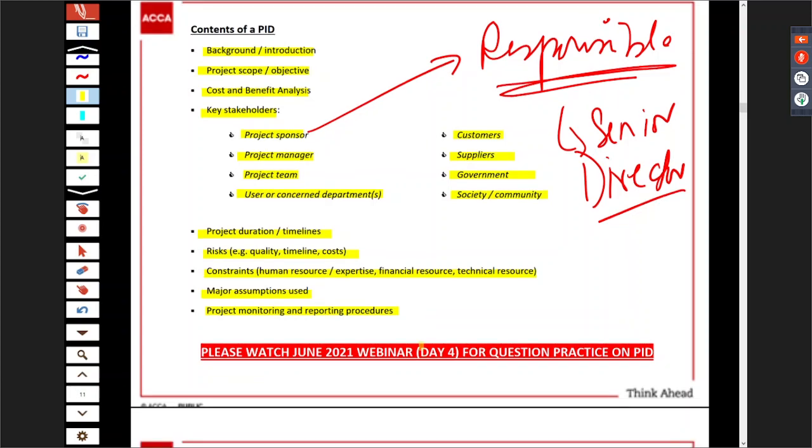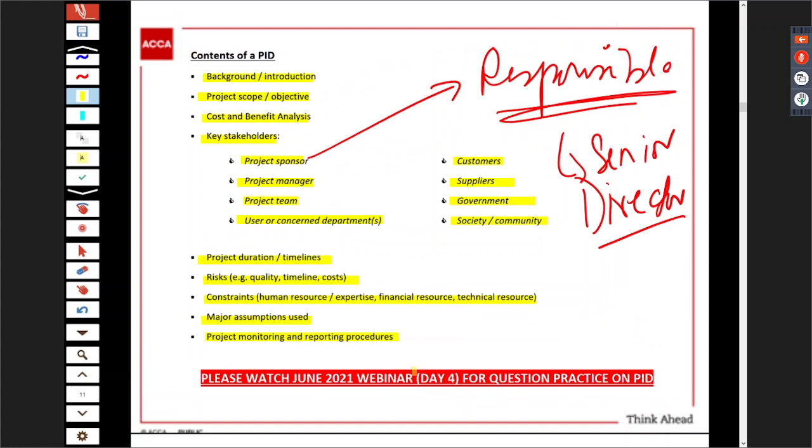So these are the high level contents of a project initiation document, and this has been asked in your exam a couple of times. So that is why I spent a good 10 minutes on PID. If you want to do a question, please watch the June 2021 webinar of day 4, in which I actually solved the exam question on PID. So please watch that in June 2021, day 4. But very, very important topic, project initiation document.